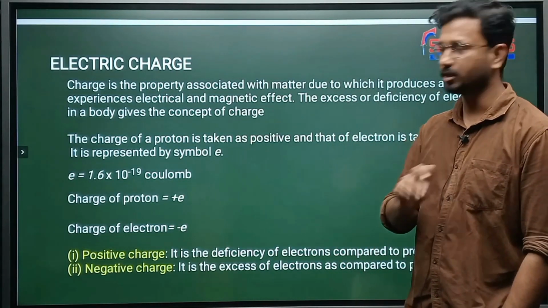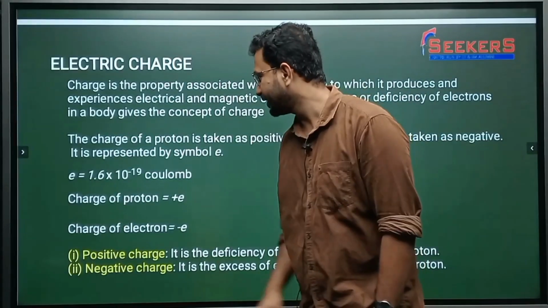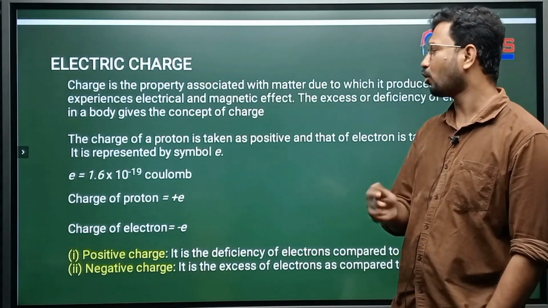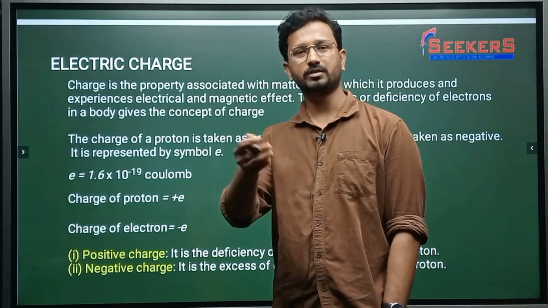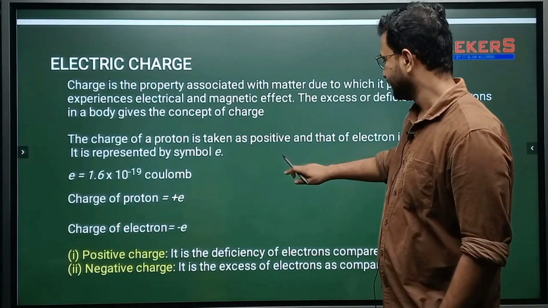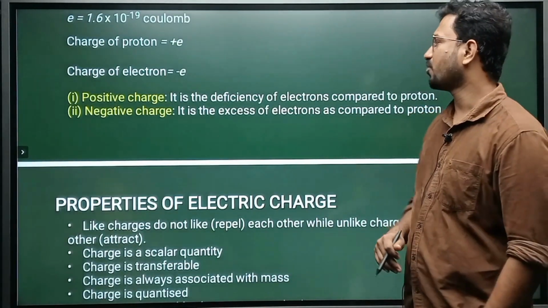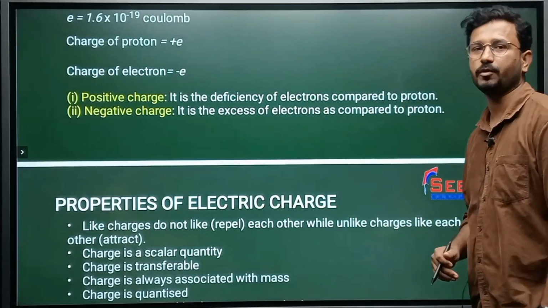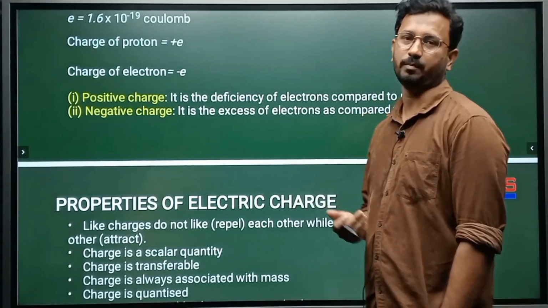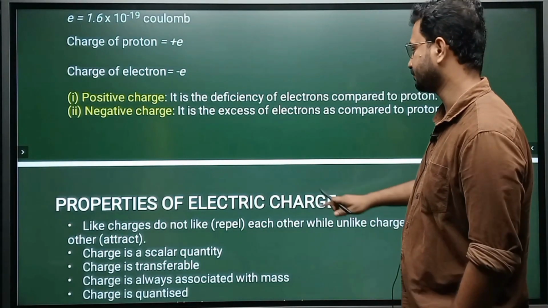Both have equal charge, 1.6 into 10 to the power minus 19 coulomb. The charge of an electron is negative, the charge of a proton is the same magnitude but positive. Both have equal charges, but generally we talk in terms of electrons because electrons come out. Protons are well inside the nucleus, they don't come out. Now, two types of charges: just now I told you, one is positive charge and one is negative charge. An object becomes positively charged if you remove electrons from it, and negatively charged if you add electrons to it.